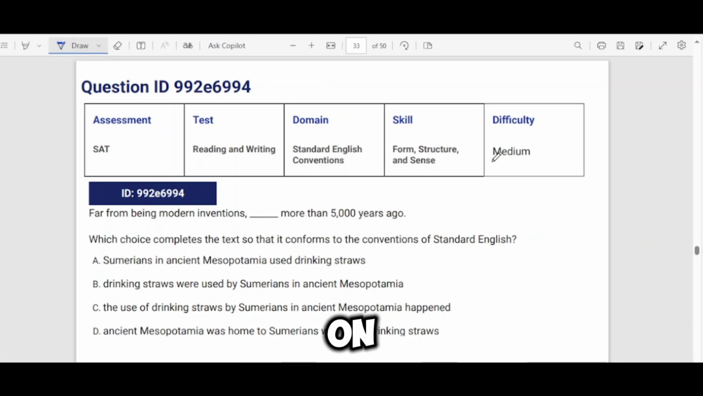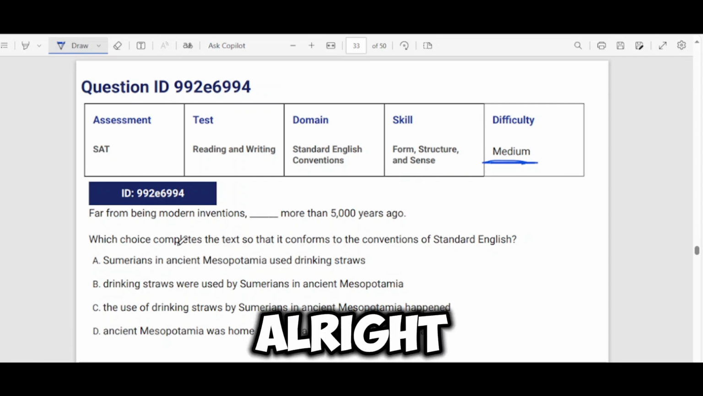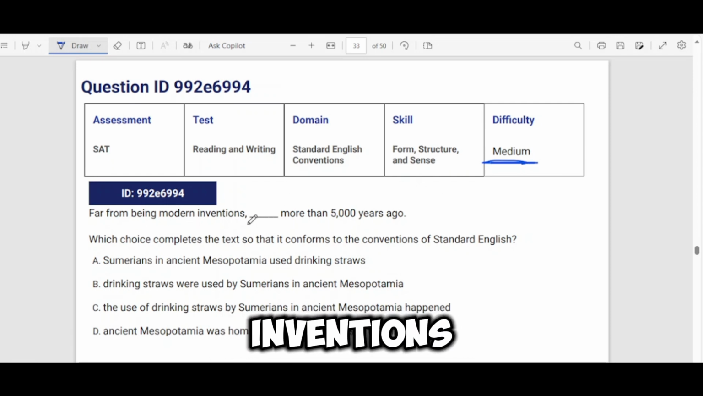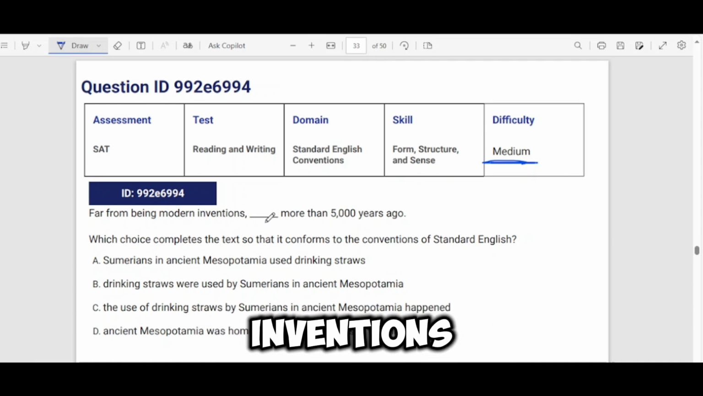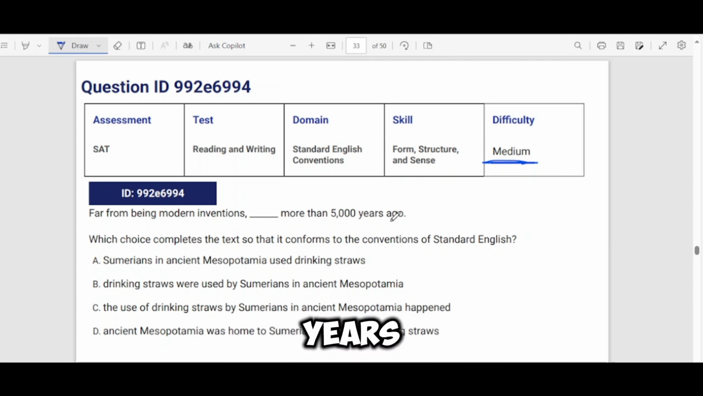Alright, so let's see the example. Moving on, this is the medium difficulty question. Far from being modern inventions. So what are they talking about? Far from being modern inventions, dash, more than 5,000 years ago. Far from being modern inventions, they're talking about modern inventions.